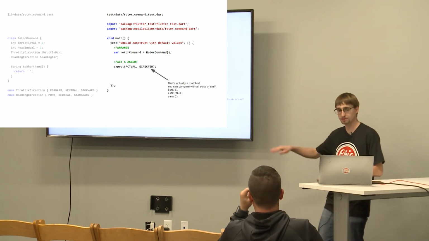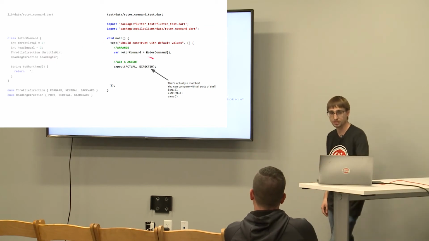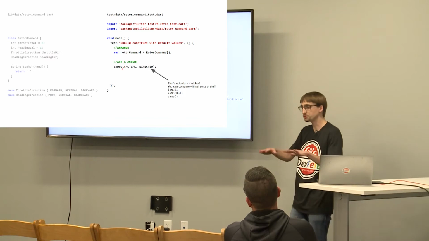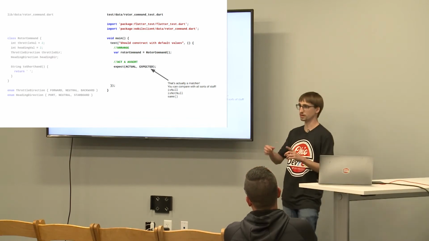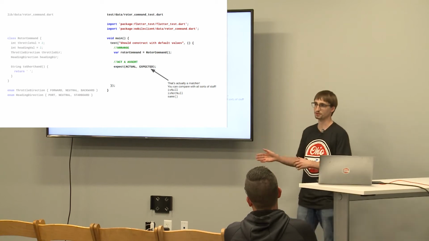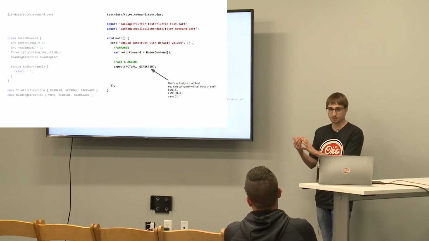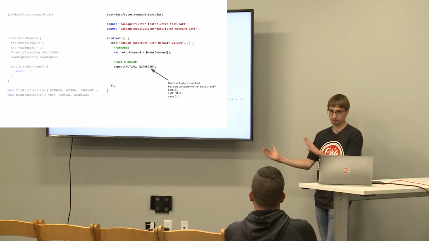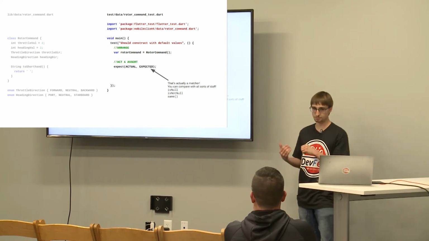So we've already got our arrange step. It's just setting up the command itself, just newing up a command. And we want to go ahead and write an expect. If you've used other testing frameworks before, you might be familiar with something like assert dot is true or something to that effect. Dart uses expect. The first value is the actual value from the object that you're testing, and the second is an expected value.